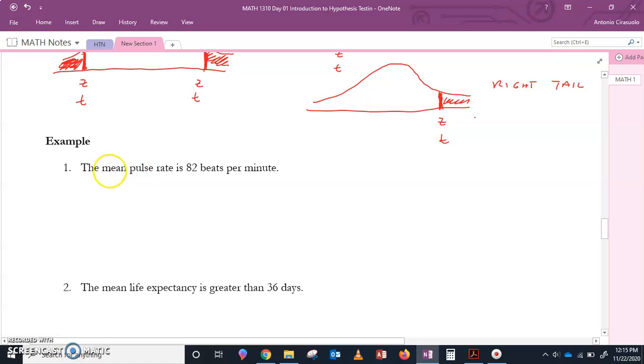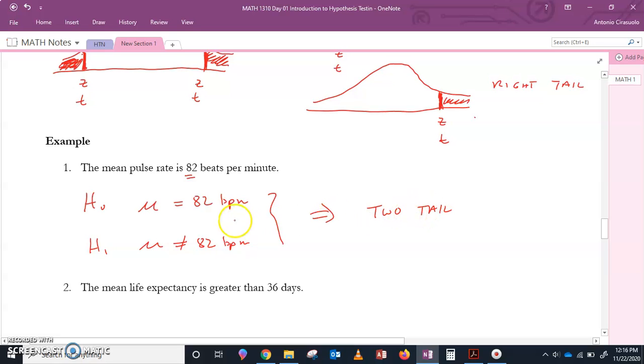In our first example, we have the mean pulse rate is 82 beats per minute. So in this case, if we put our hypotheses together, the question is saying that the mean is equal to 82 beats per minute, or the mean is not equal to 82 beats per minute. So what does this do for us in terms of the type of hypothesis test we're dealing with? Well, this actually implies a two-tail situation. So when we have equality, it's a two-tail situation.